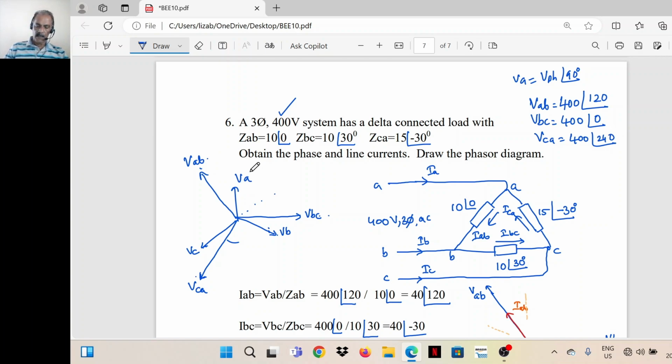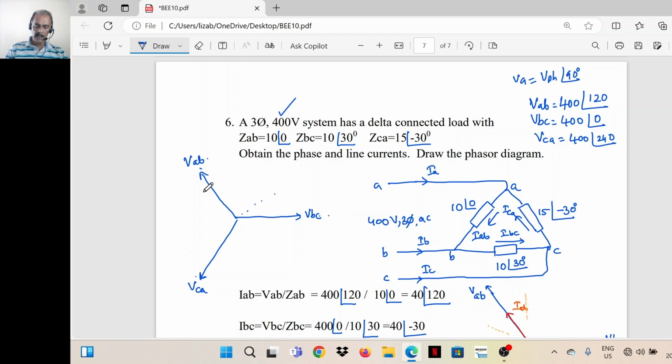So the phase voltages are actually not required. Line voltages are enough. I have chosen a positive sequence. So VAB is taken as 400 angle 120, VBC is 400 angle 0, VCA is 400 angle 240. Any phasor you can take in the reference direction.